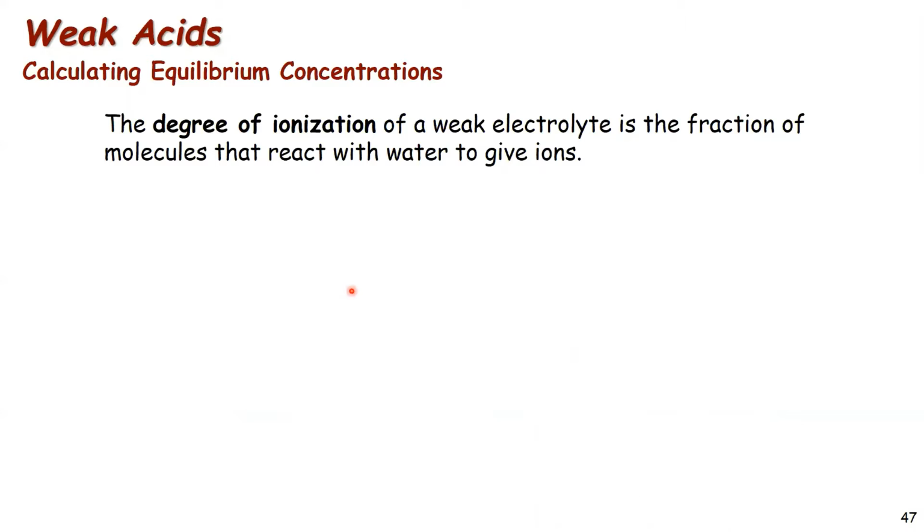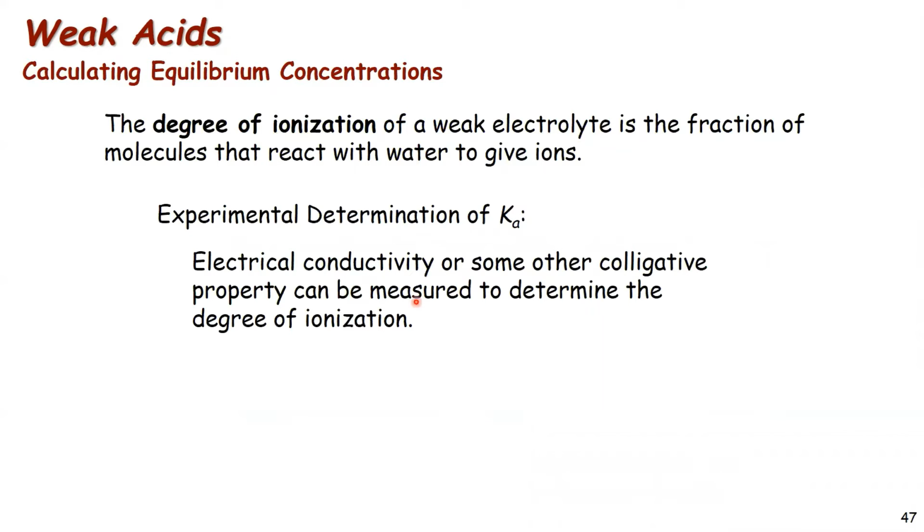Okay, next I want to talk about the degree of ionization of a weak electrolyte. So the degree of ionization is just the fraction of molecules that actually dissociate. Now, we could determine the Ka in a number of ways. We could use the electrical conductivity, right? Because these things are dissociating into ions, and the more ions there are, the more conductive the solution is going to be, and we can quantify that.